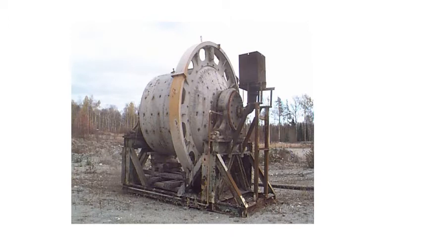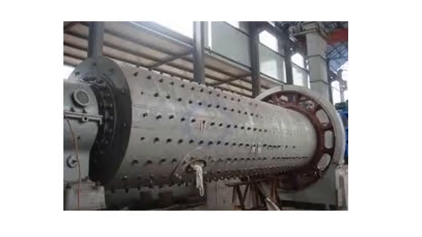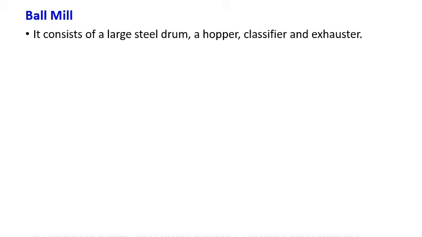So these are the different practical coal crushers or ball mills available in thermal power stations. Either you can see the long steel drum or a medium steel drum. Let us see the features of the ball mill. It consists of a large steel drum, a hopper, a classifier and an exhauster.